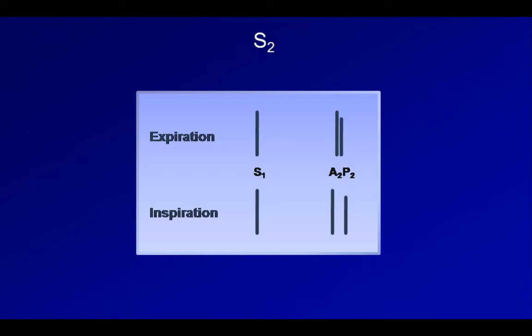You can see that the individual components of S2 are named A2 for the sound originating from the aortic valve, and P2 for the sound originating from the pulmonic valve. Take a listen.